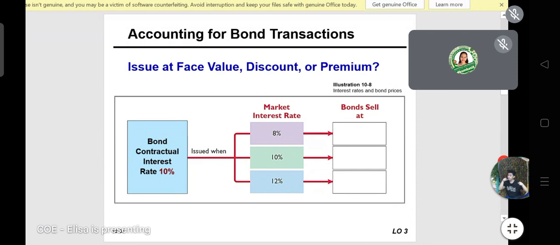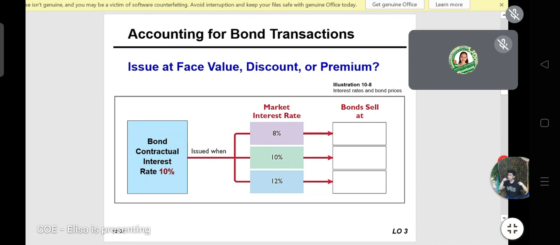Let's go, assuming the bond contractual interest rate is at 10%. If we use the example from earlier, the 5.125, in here the contractual interest rate is 10%. Now, when issued, the contractual interest rate is 10%, and during that time the market interest rate is 8%. Meaning the prevailing interest rate is 8%, and you were able to issue your bond at 10%. So this means the bond sells at a premium.